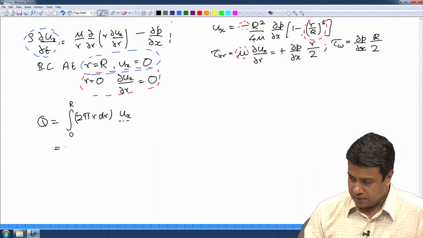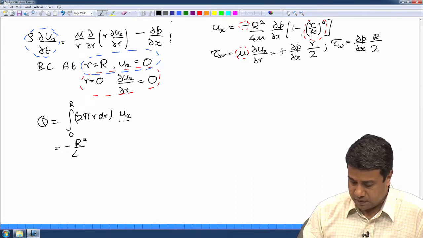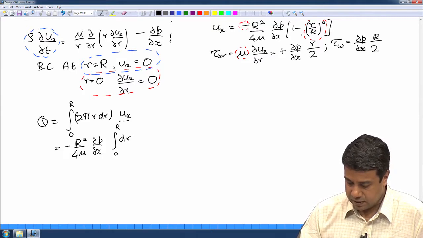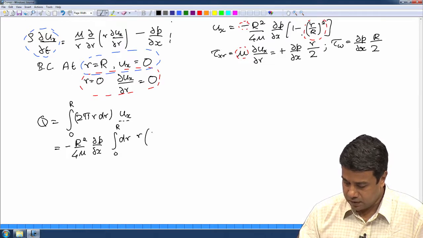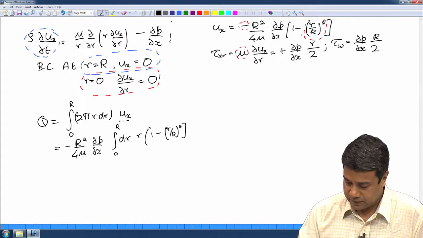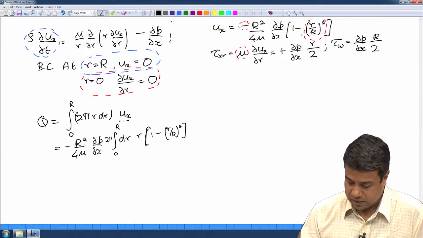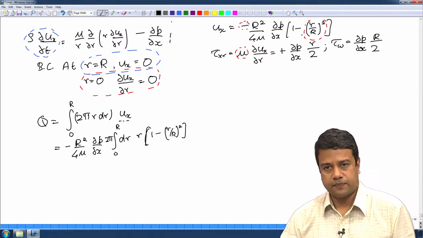So, this will be equal to minus R squared by 4 mu, delta p by delta x, integral 0 to R of dr into r into (1 minus r by R) the whole squared, and I have an additional factor of 2 pi here. 2 pi is just a constant.